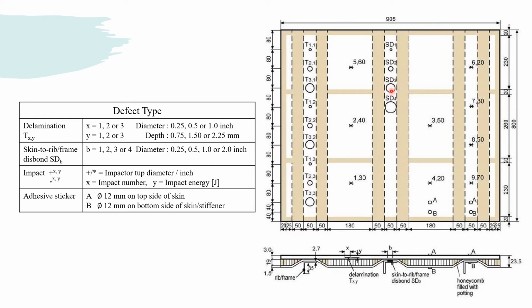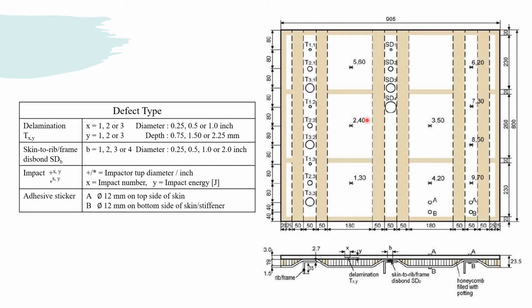And there is some notation, that is the plus and the star sign, where plus XY or star XY means impactor tube according to diameter in inches, and X means impact number and Y is the impact energy in joules. If we say here star 240, it means this is the impact.